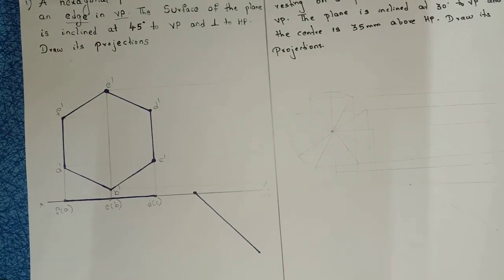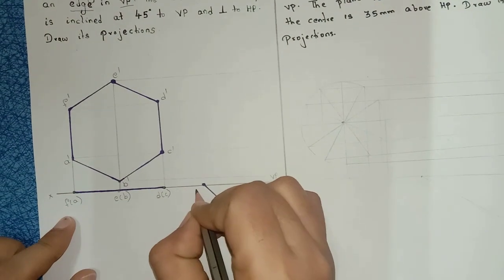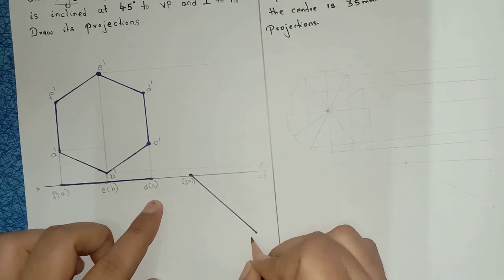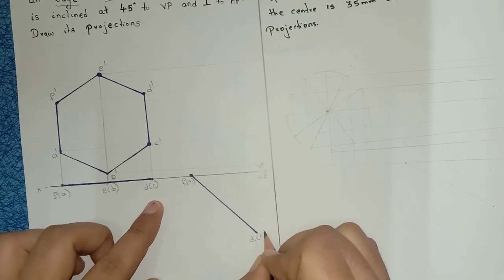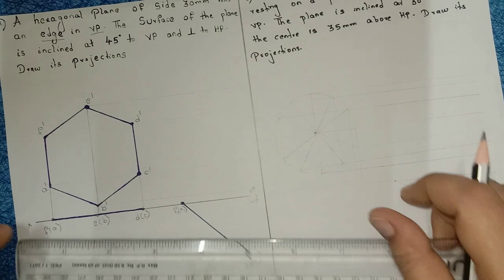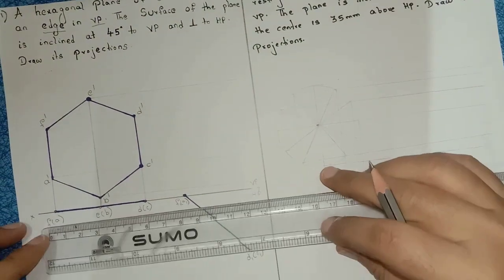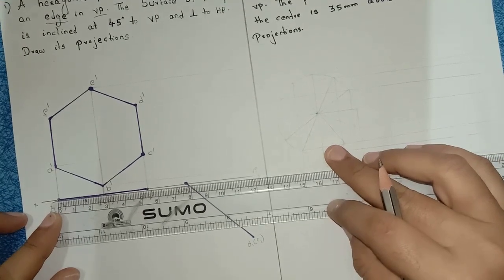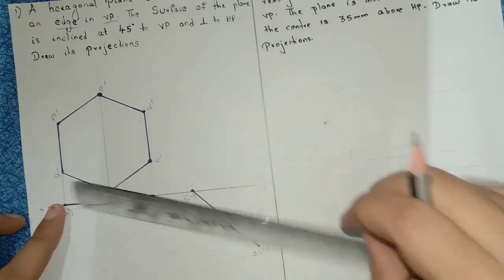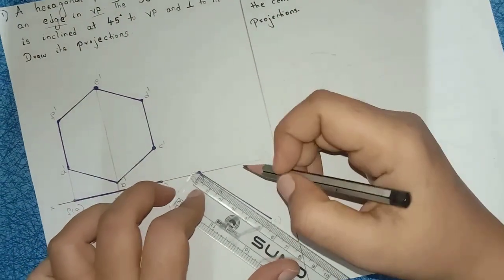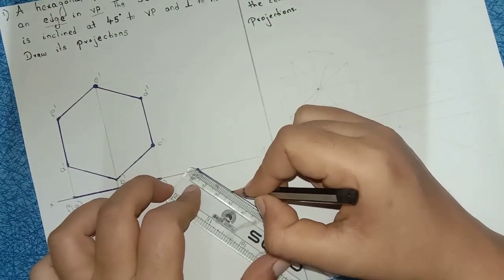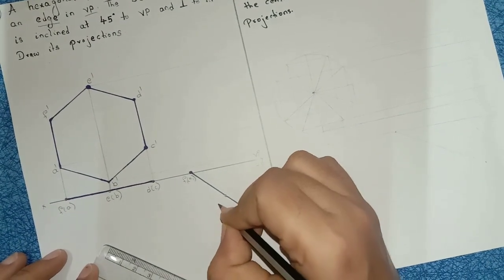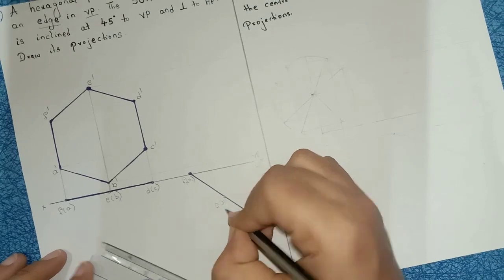Now what is the starting point here? F of A. I will write here F1 of A1. What is the ending point? D of C. I will write D1 of C1. Right? Measure the distance from A to B. You can measure with a scale or you can measure with your compass. Right? So I am marking this distance here. So I am naming this point here as E1 of B1.